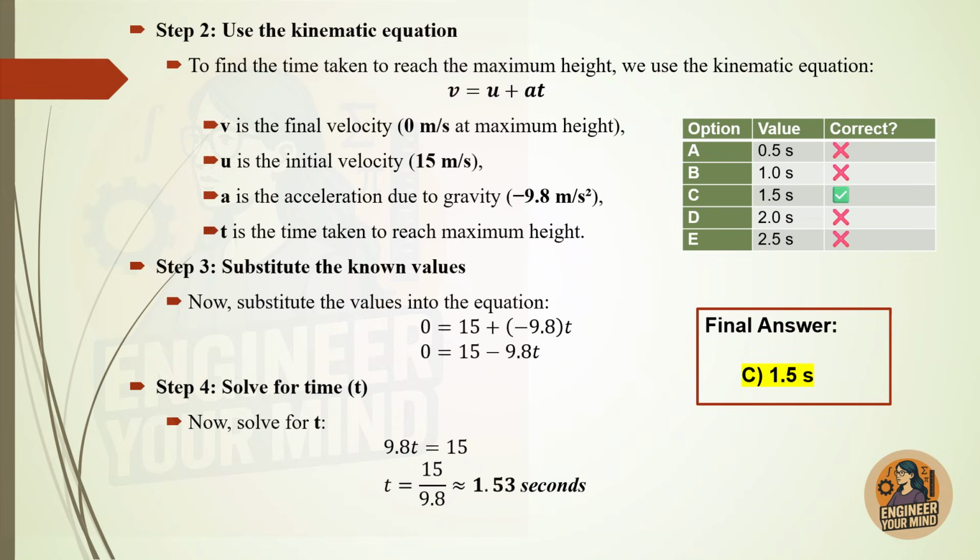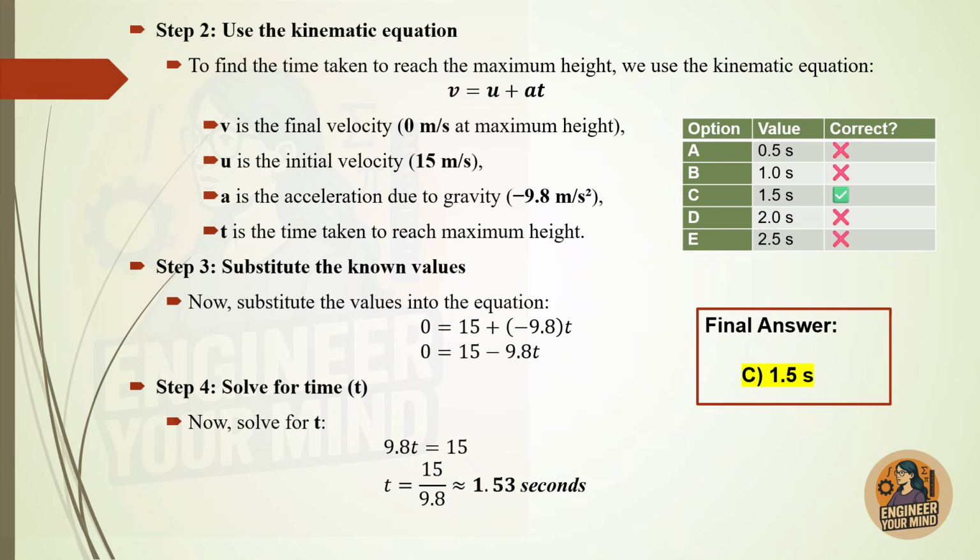Option A, 0.5 seconds, incorrect. Option B, 1.0 seconds, incorrect. Option C, 1.5 seconds, correct. Option D, 2.0 seconds, incorrect. Option E, 2.5 seconds, incorrect. Final answer. The time taken to reach the maximum height is approximately 1.5 seconds, which is option C.